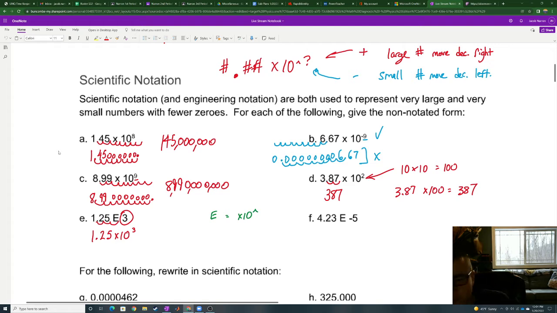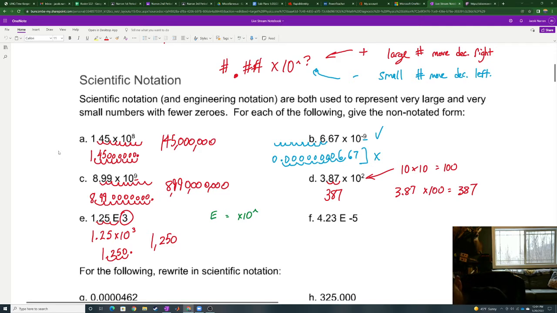All right, I need to hurry. So this ends up becoming, let's see, I'm going to rewrite it right here. 1, 2, 3. I have to add 1 zero. So we get 1,250. That's really all it is. We only had to add 1 zero because there was 1 empty space.